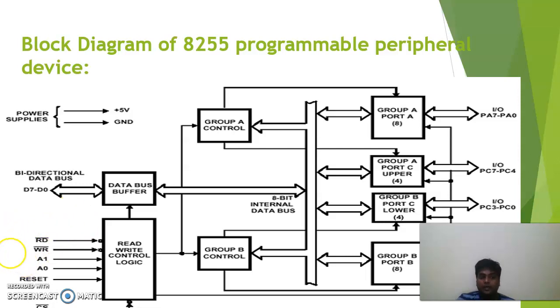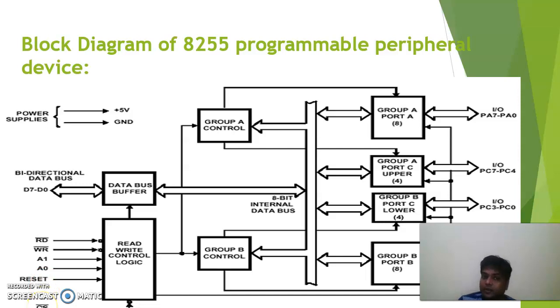Okay. Reset is basically used to reset the content of the control word. When the control word content is reset, that means all these port A, port B and port C will be working in input mode by default. So that is basically the meaning of reset.